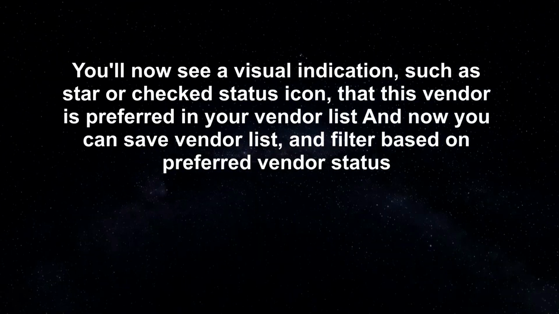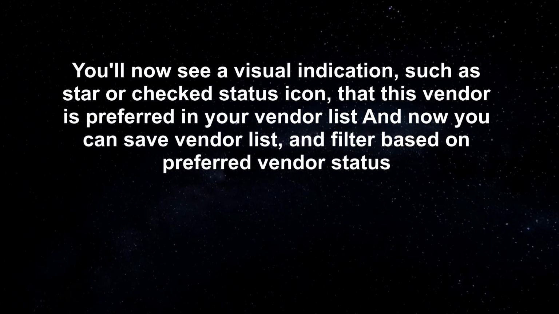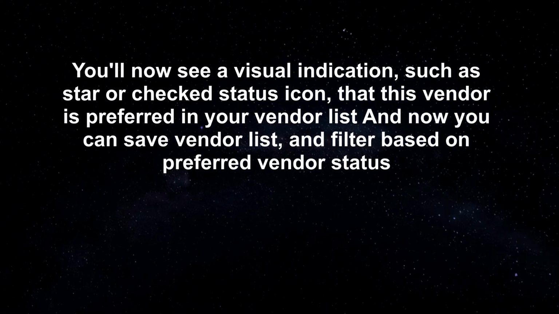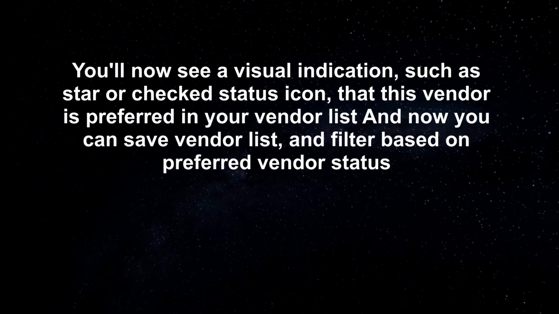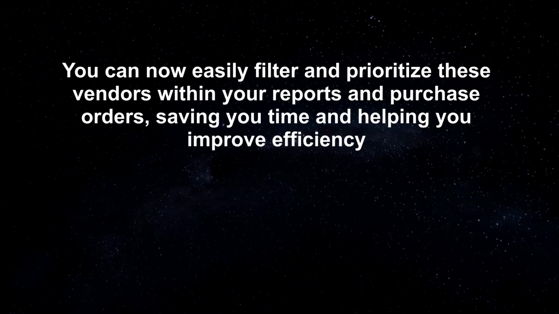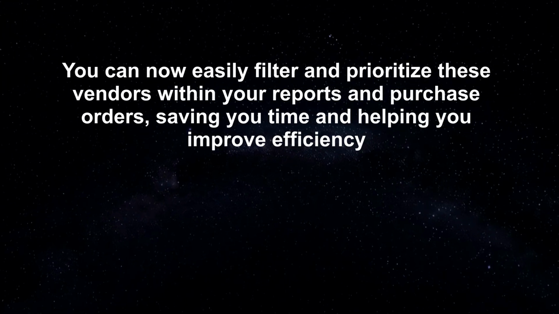You'll now see a visual indication, such as a star or checked status icon, that this vendor is preferred in your vendor list, and now you can save the vendor list and filter based on preferred vendor status. You can now easily filter and prioritize these vendors within your reports and purchase orders, saving you time and helping you improve efficiency.